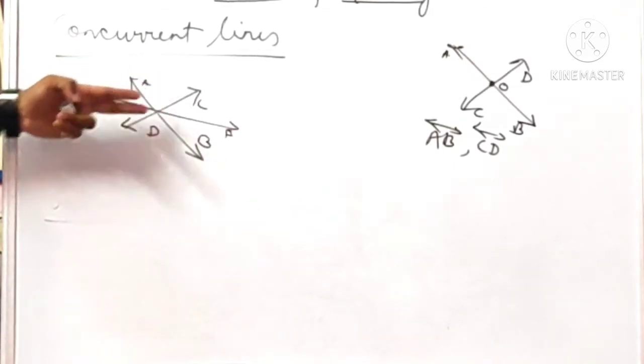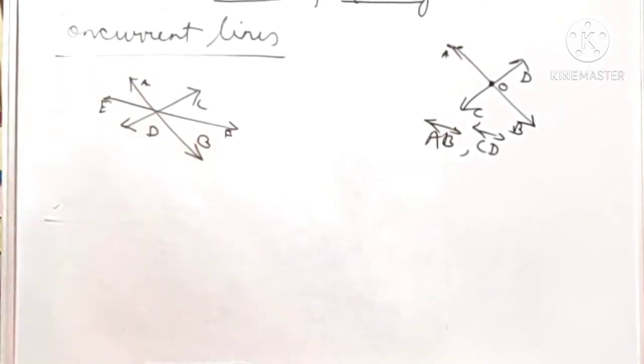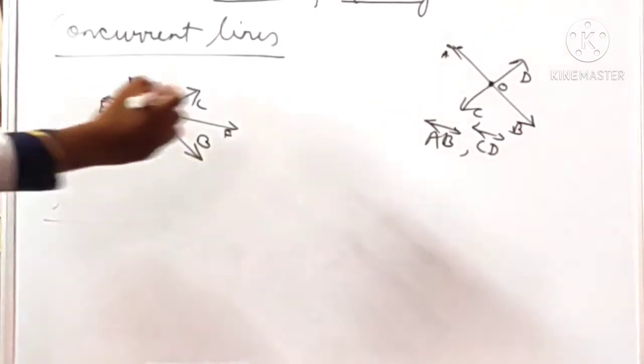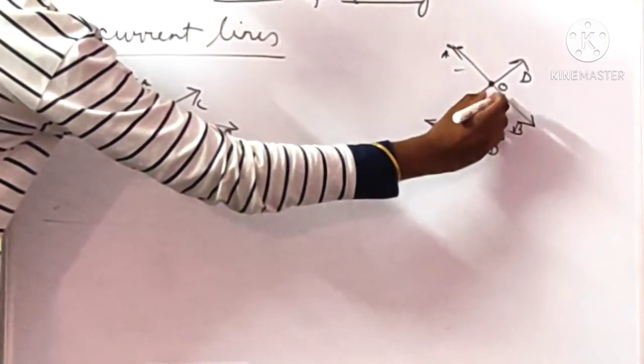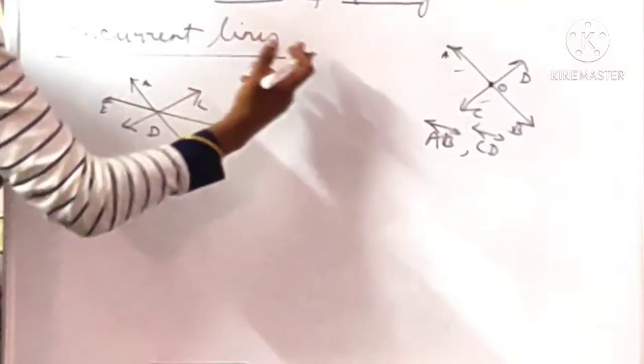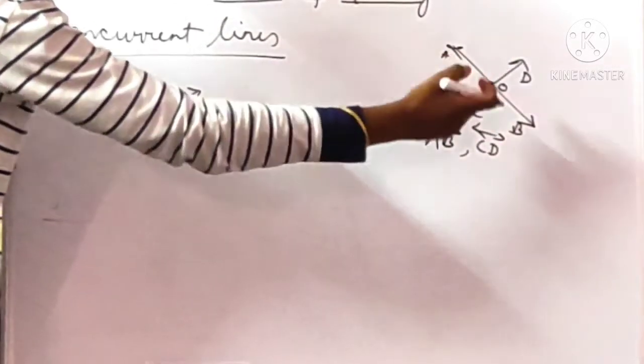EF. So you see that there are three lines AB, CD, and EF. So when three or more lines are intersecting each other at one point, they can be said as concurrent lines. But here there are only two lines, you can see 1 and 2. So they cannot be said as concurrent lines.